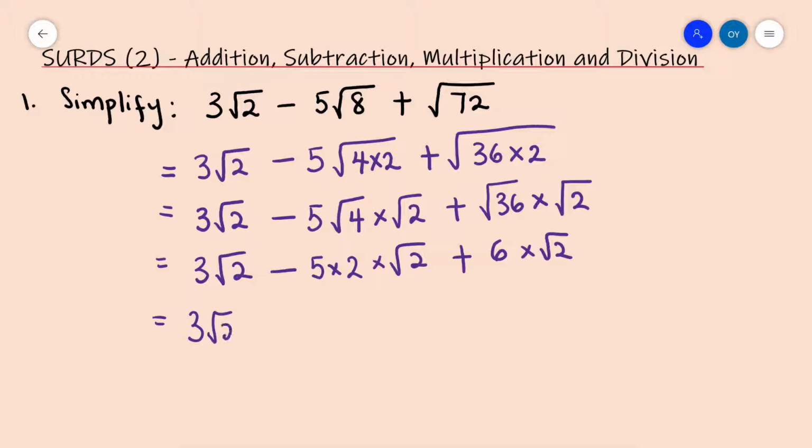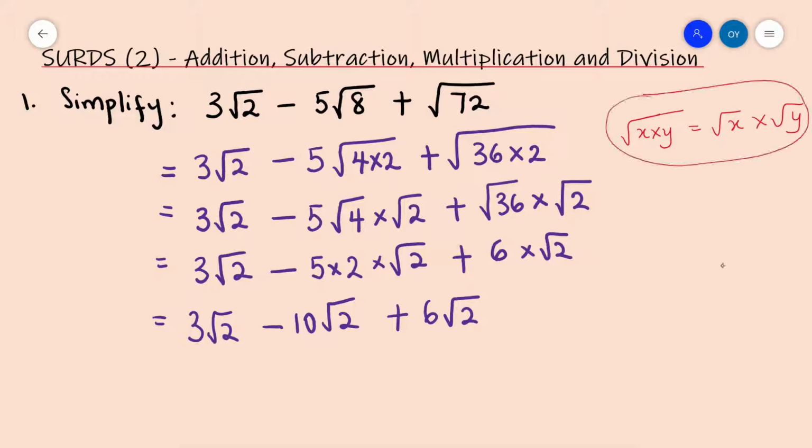3 root 2 minus 10 root 2 plus 6 root 2. Over here, the law we have used is the square root of x times y equals square root of x multiplied by square root of y. I have this as 3 minus 10 plus 6. I'm writing the numbers without the surd form. Then we can have root 2 here.